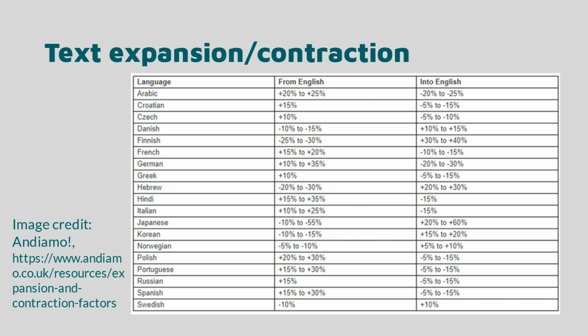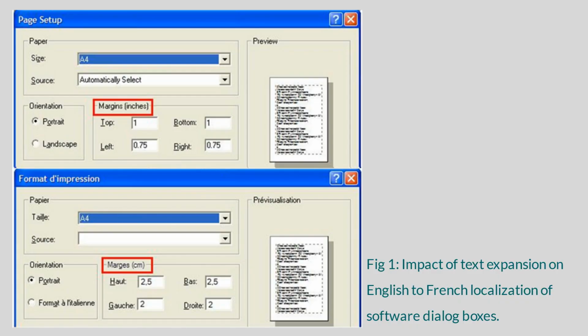The impact of this expansion or contraction often leads to a requirement for desktop publishing work in order to correctly adjust elements on the page to better accommodate the translated text. For example, in software localization, this might mean that dialog boxes need to be resized to accommodate the translation, or in websites, the layout of images on the page may need to be adjusted.